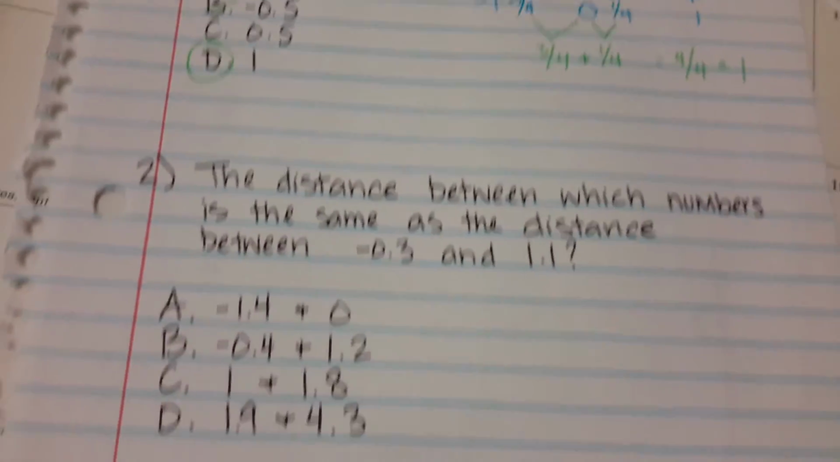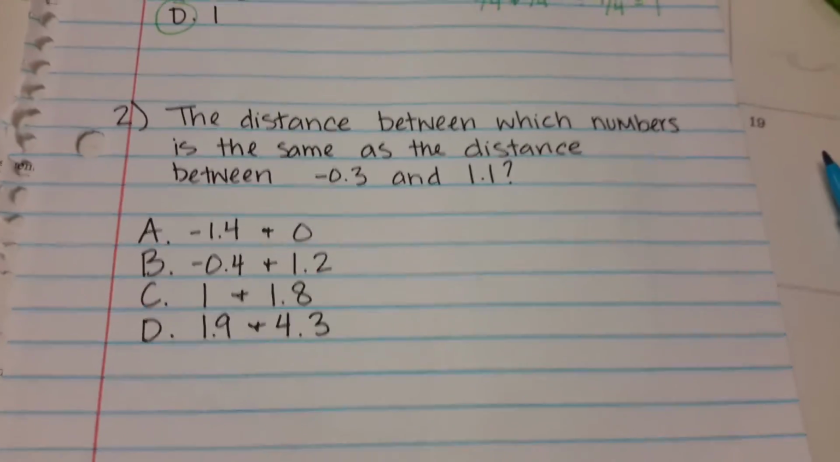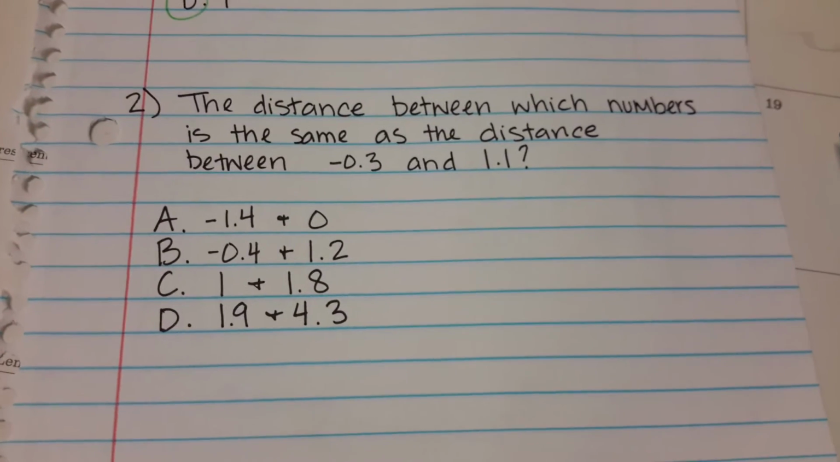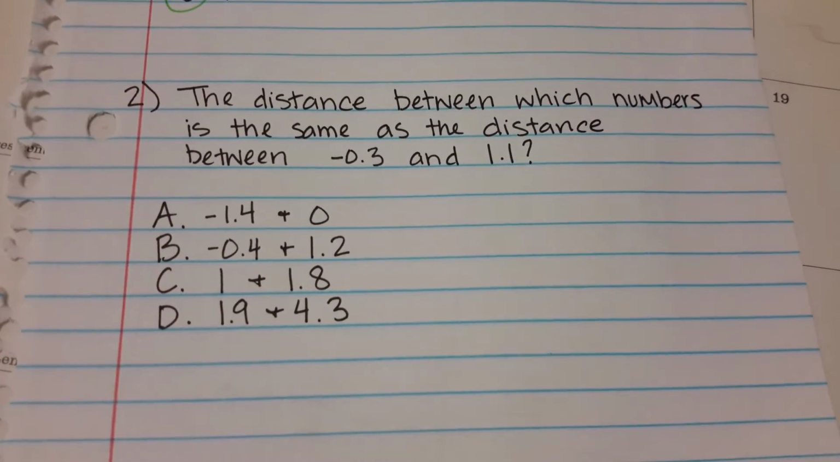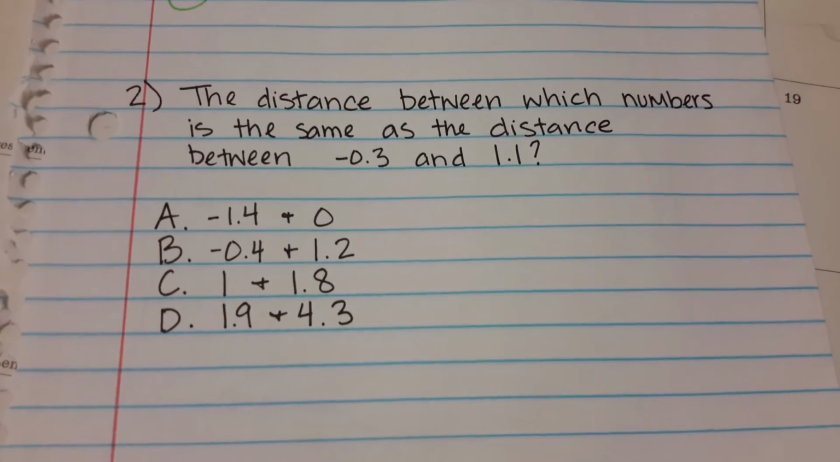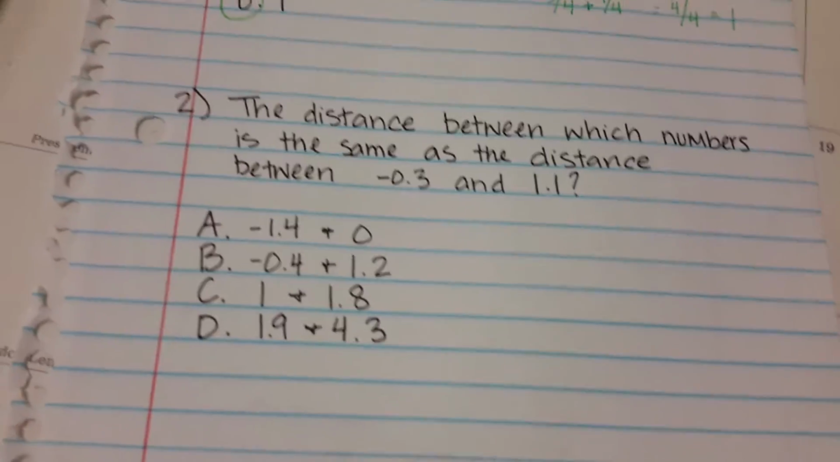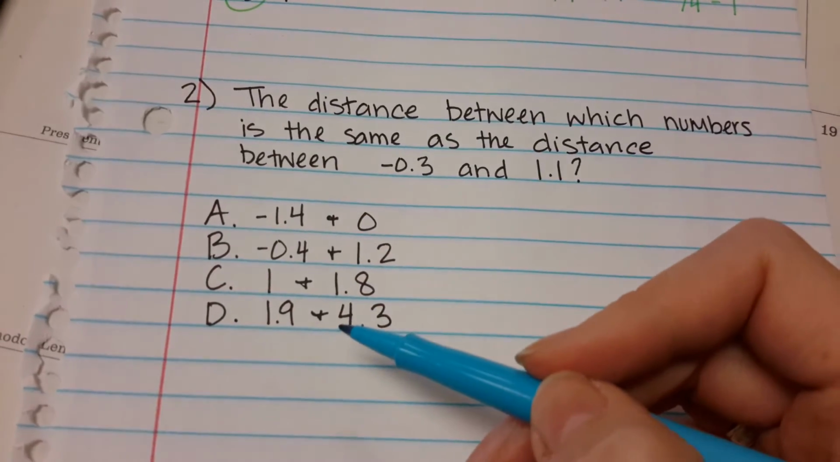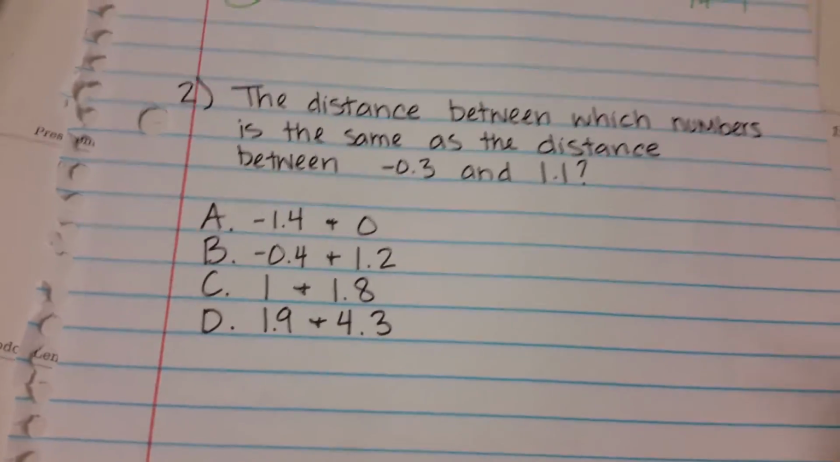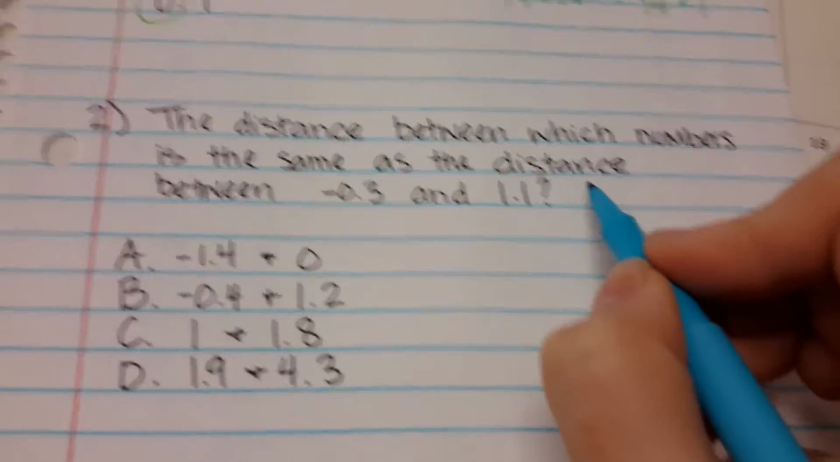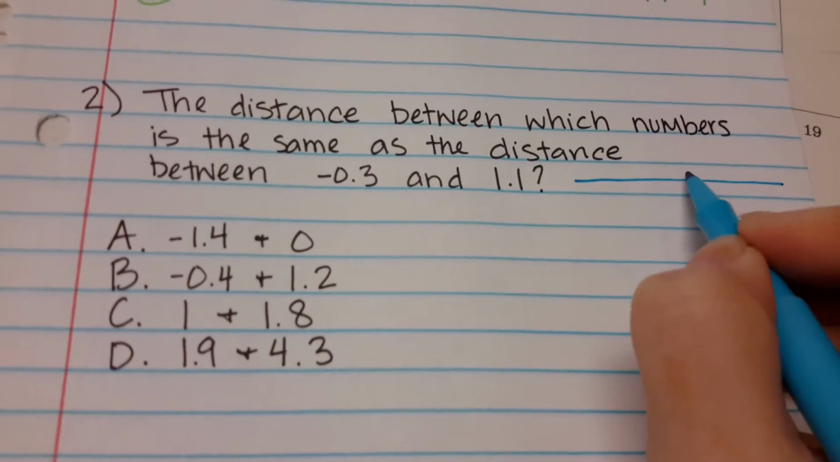Let's go ahead and look at the second one. The distance between which numbers is the same as the distance between -3/10 and +1 and 1/10? So again, we can do our number line, but here we have a bunch of numbers down below. So we're going to have to do a few number lines. Let's do one for our original information.